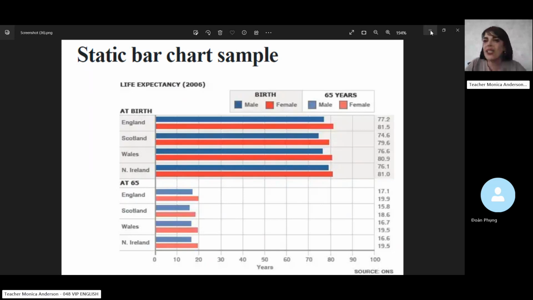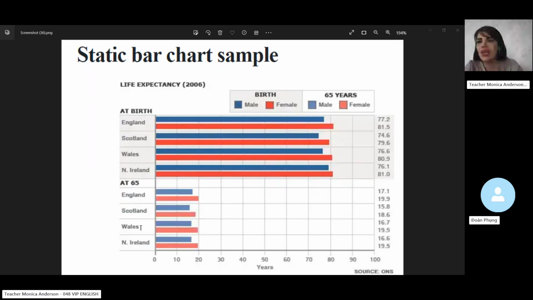Do you remember that I told you about the most important information, the most important changes? So here, something noticeable. What is noticeable here? Between male and female in all categories, at birth or at 65, females have a higher life expectancy than males. So we can write something, but how?